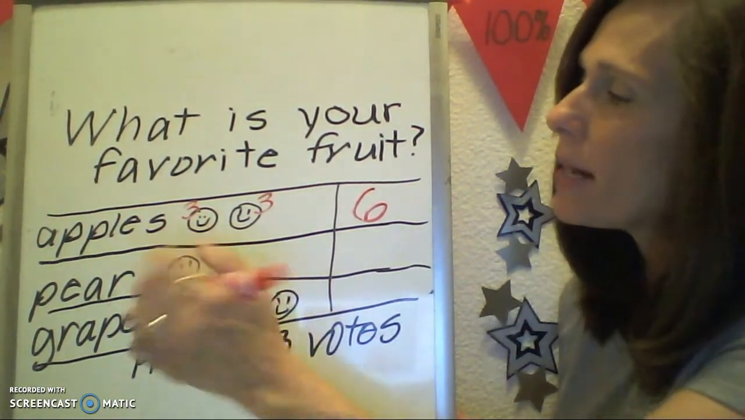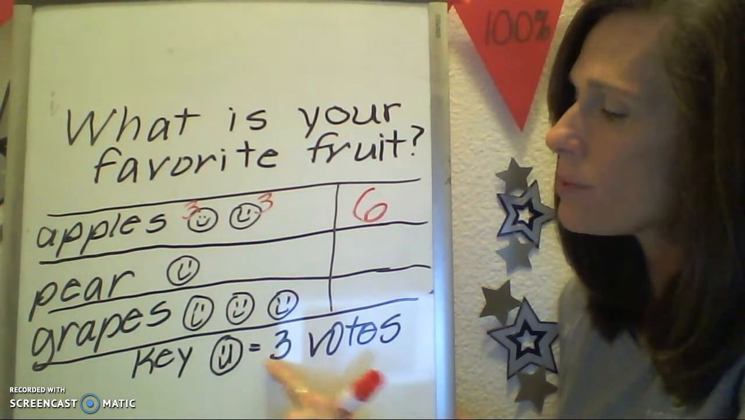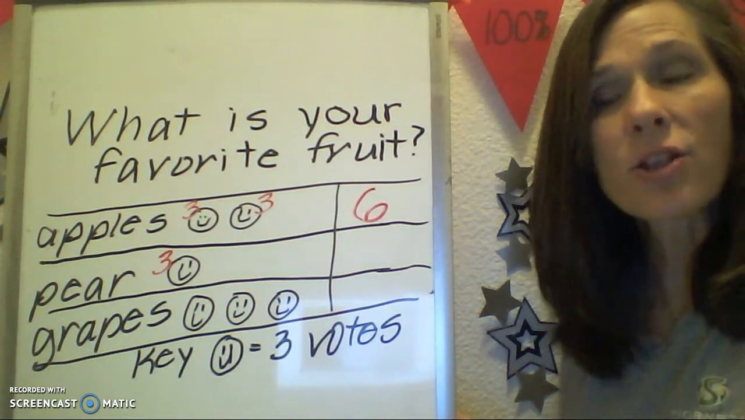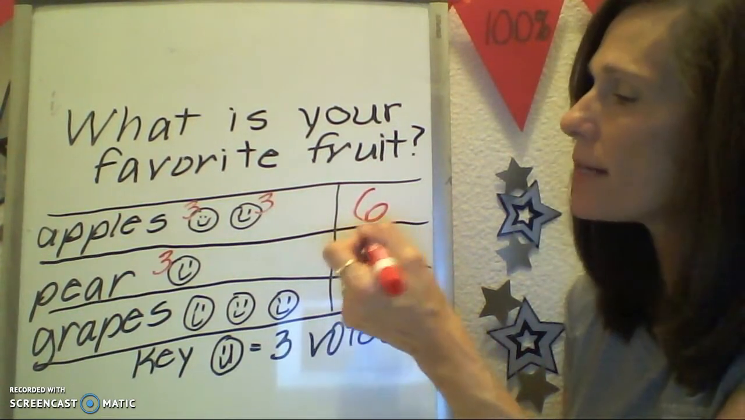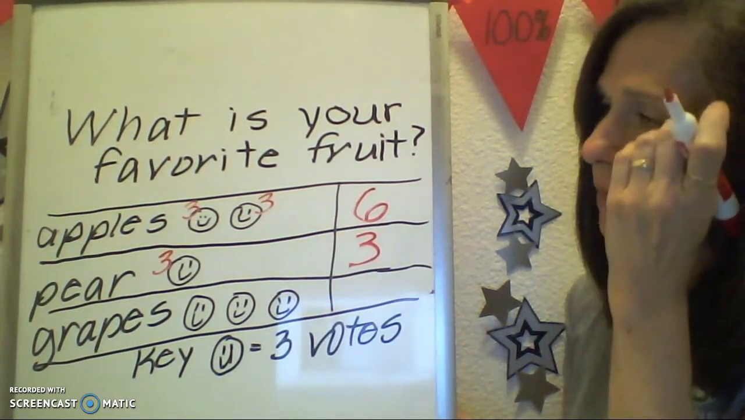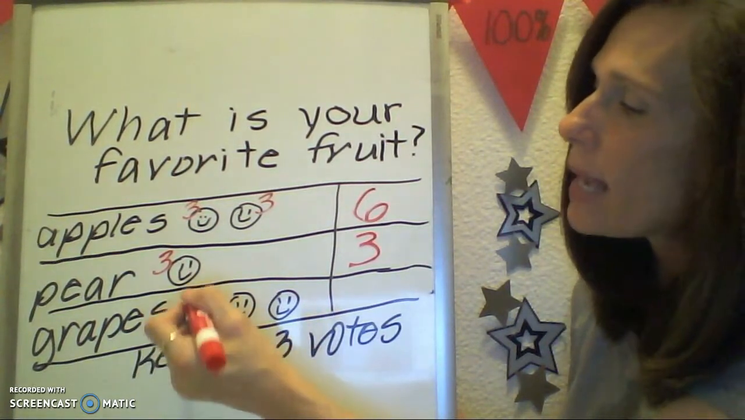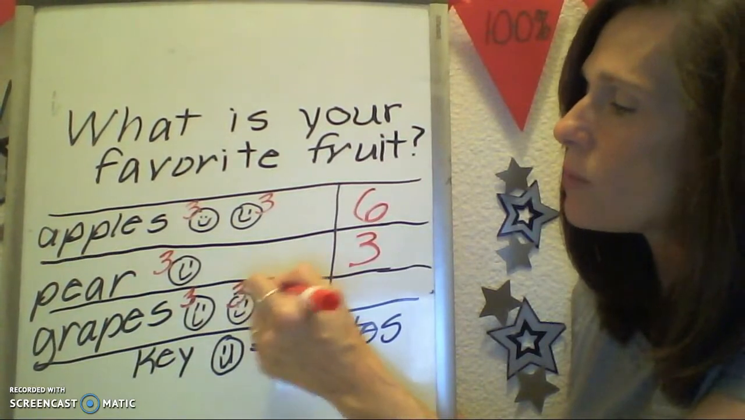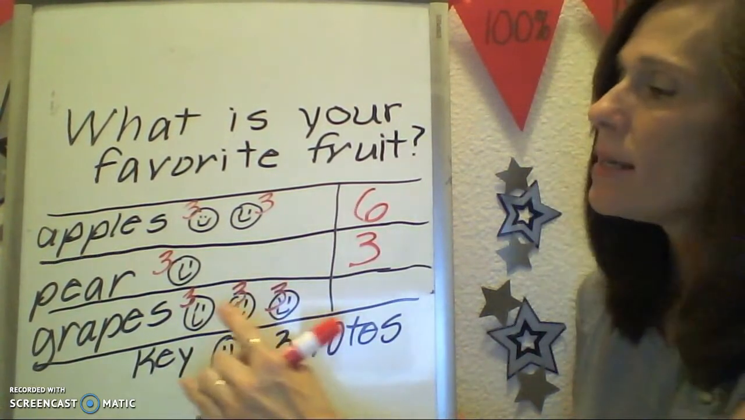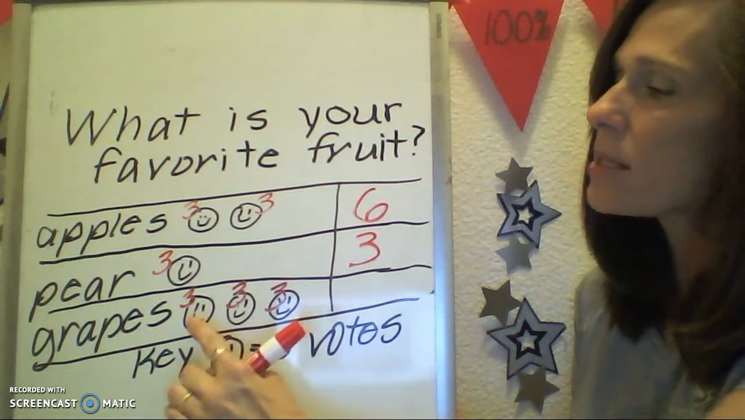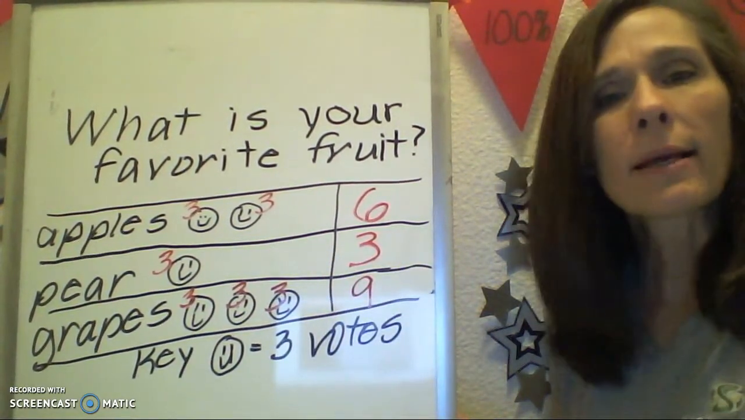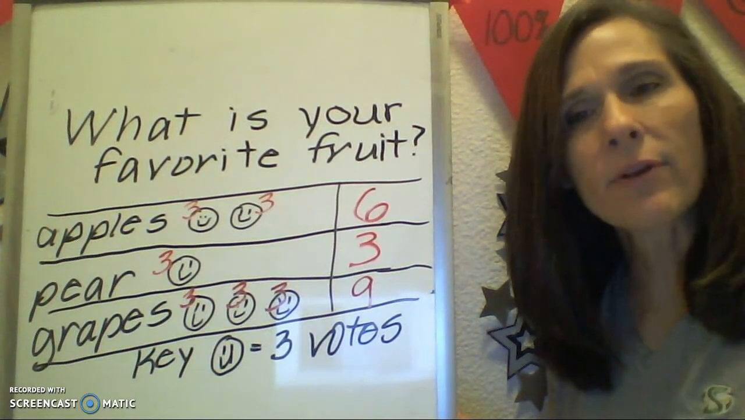Okay, the pear, 1 happy face equals 3 votes. So we have to know that that means 3 people who voted for pear as their favorite fruit, right? And then grapes, we have 1 happy face, that equals 3 votes. 1 happy face equals 3 votes, and 1 happy face equals 3 votes. So that isn't just 3, that's 3, 6, 9. 9 people like grapes as their favorite fruit.